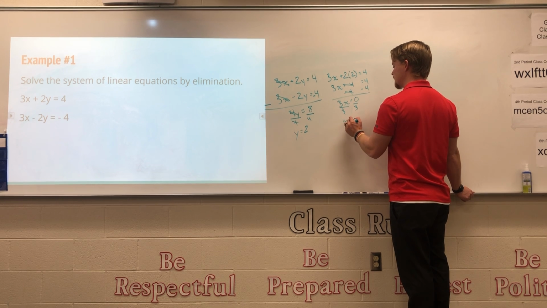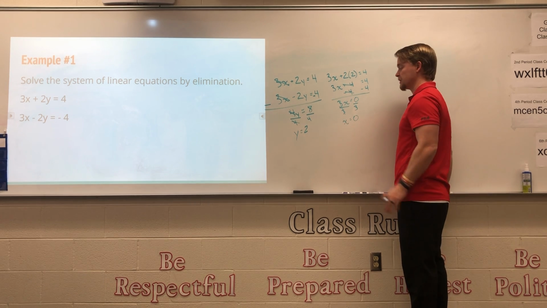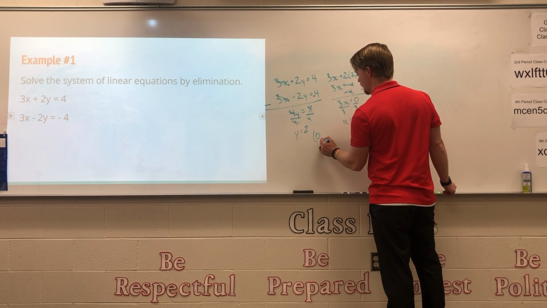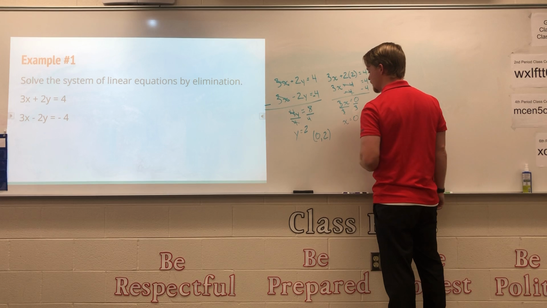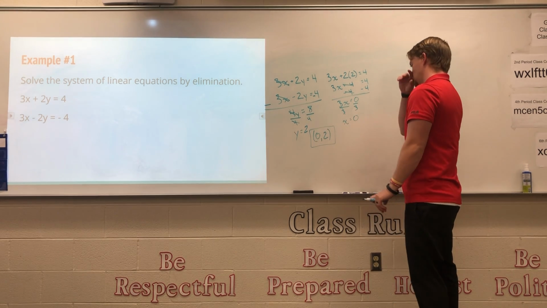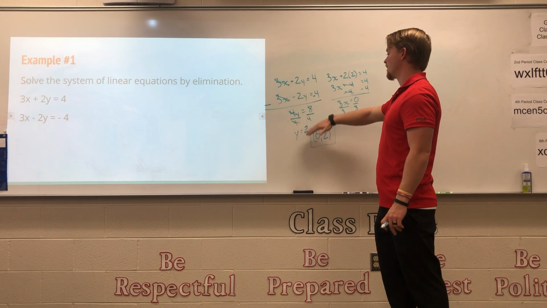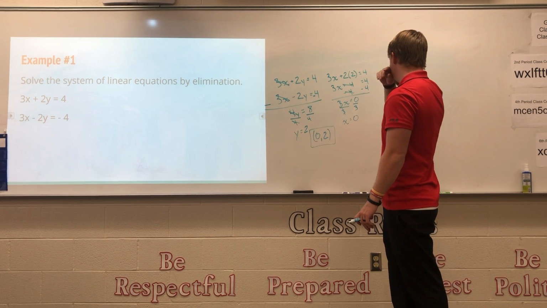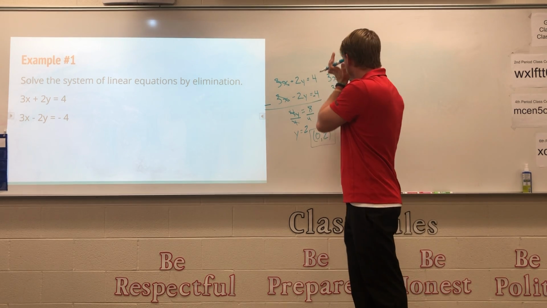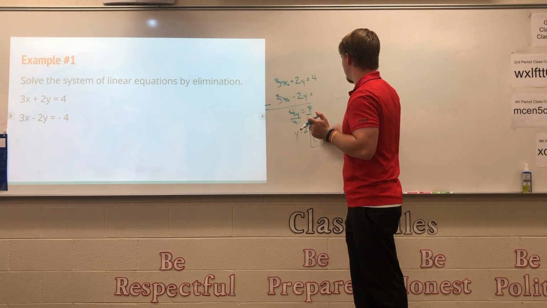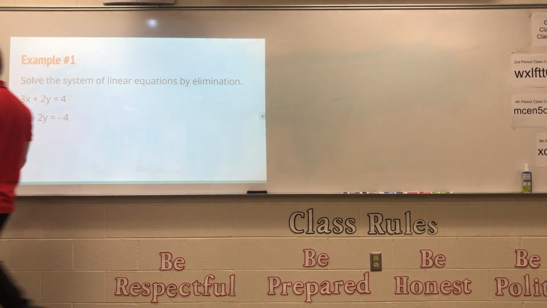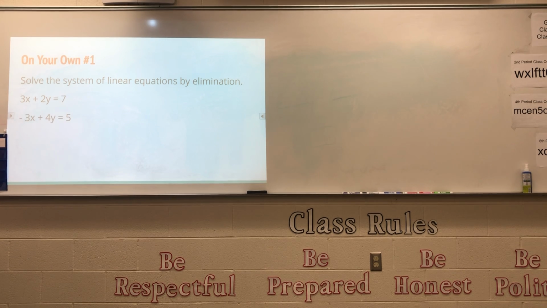So x equals 0. So your final answer in ordered pair form is your x first, 0, and then your y, 2. So your answer here will be the ordered pair 0, 2. So you just do those steps, get one of the variables, and then you plug it in to get the other variable. Okay, so let's have you try one on your own, see if we understand what I am talking about with that.